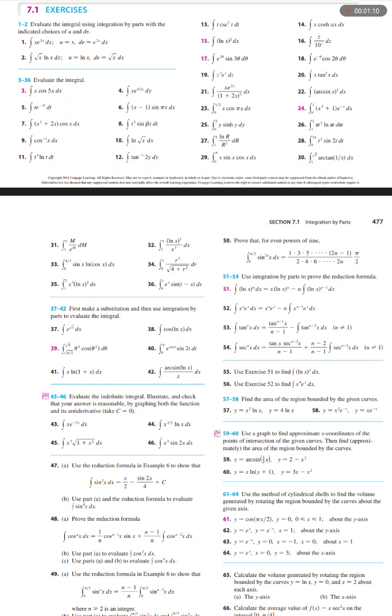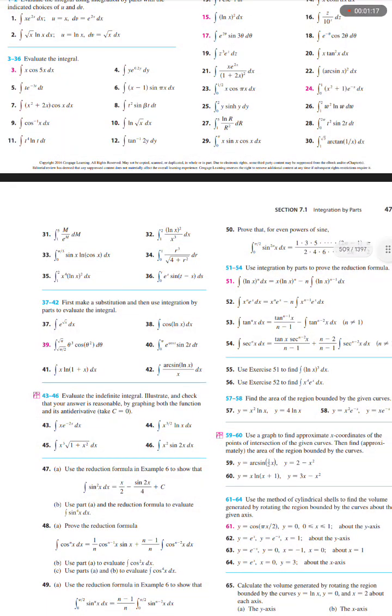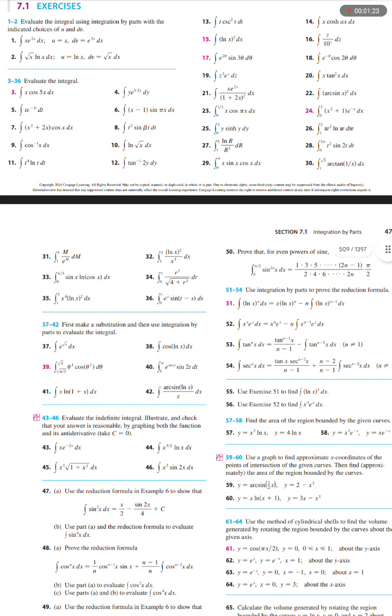Negative 3t. Redoing that one. The integral of t times e to the power negative 3t dt. The integral of open x minus 1 close sine pi x dx. The integral of open x squared plus 2x close cosine x dx.